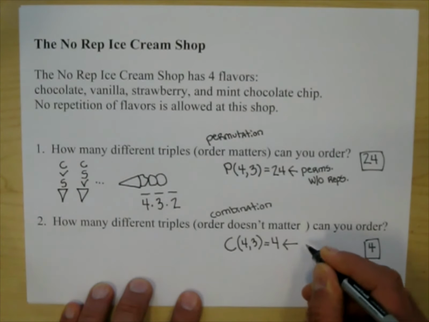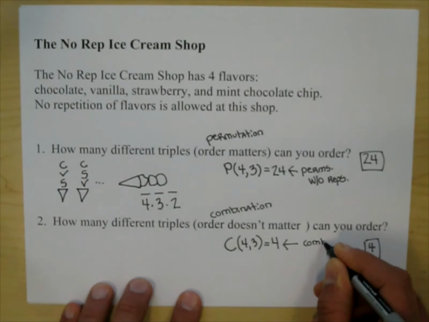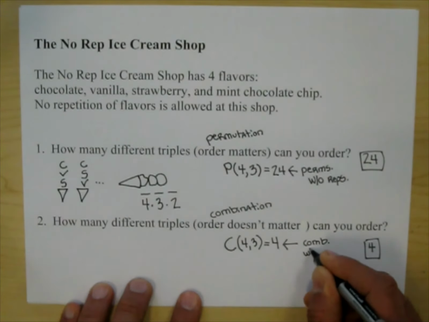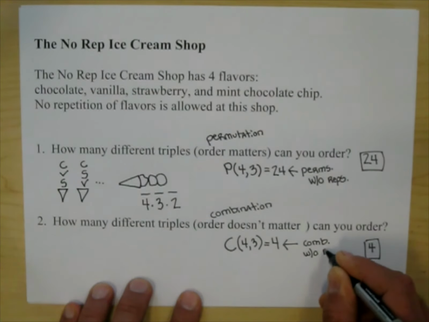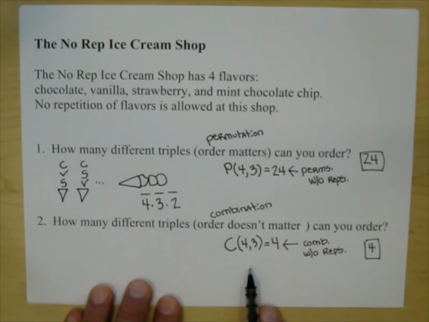So these happen to be combinations without repetitions. No reps allowed, and that's what we have.